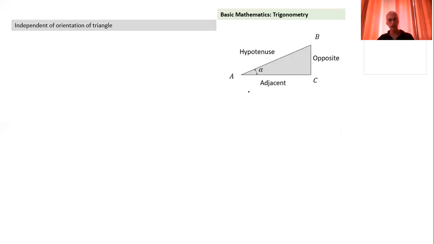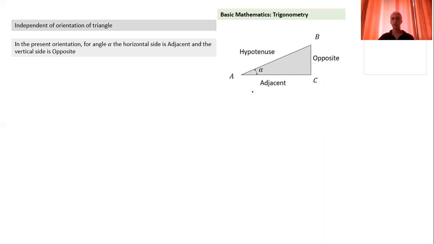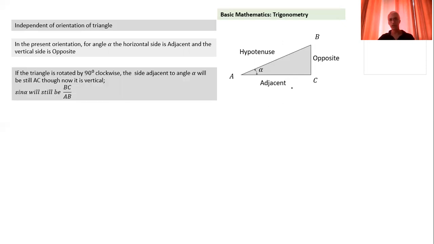What we mean is a very simple point, but let's understand it also. If we change the orientation without changing the triangle itself, let's look at the current orientation. This is angle alpha here. The adjacent side is horizontal and the opposite side is vertical. That's the orientation. What if we change the orientation? How do we change it? If I rotate the triangle, its orientation will change. So let's rotate by 90 degrees in the clockwise direction.